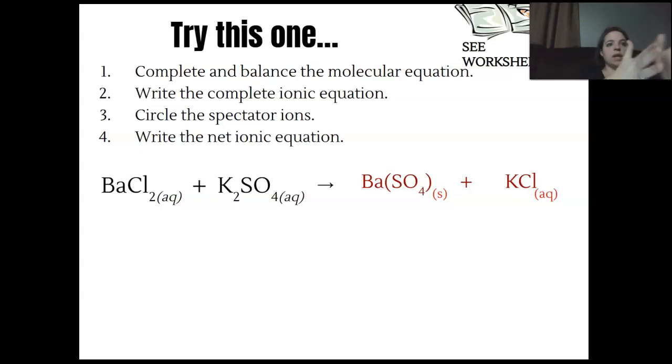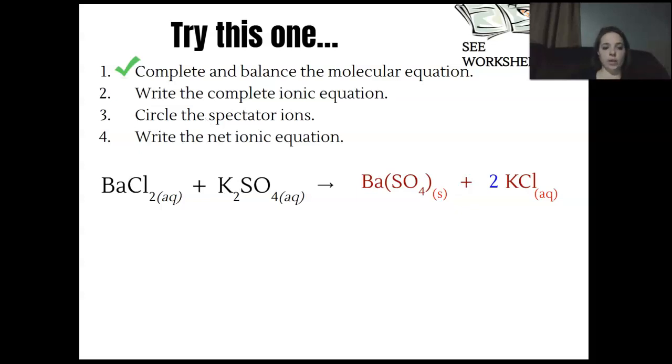What is on one side has to be on the other. You can't mess with that. It's conservation. So I have one barium here, one barium here, one sulfate here, one sulfate there. Awesome. Don't have to do anything. I've got 2 potassiums and 2 chlorides, so all I have to do is add that 2 coefficient, making it balanced. So I've done one. Now I've got to write out the complete ionic equation.